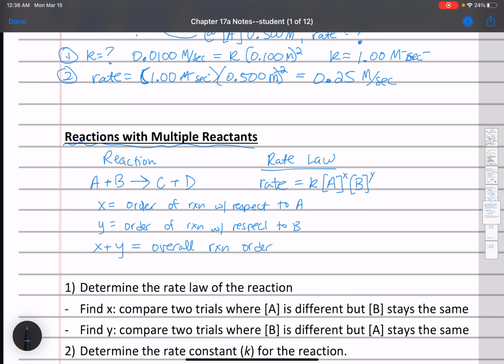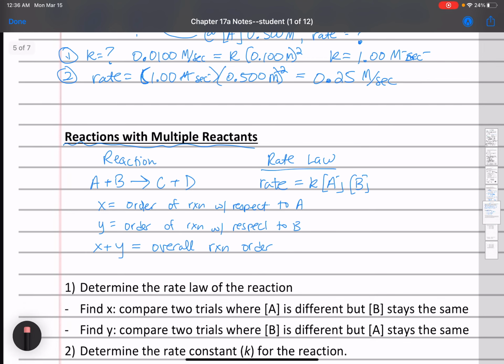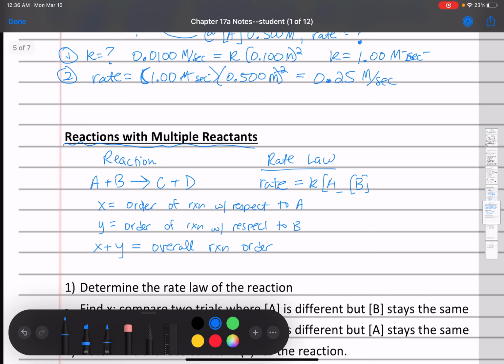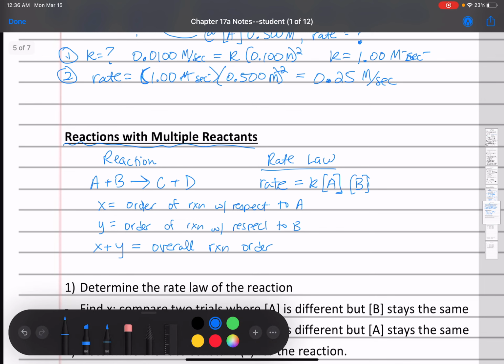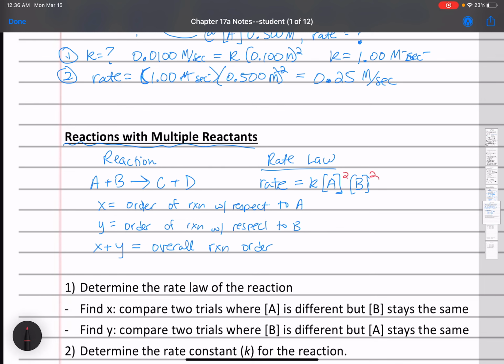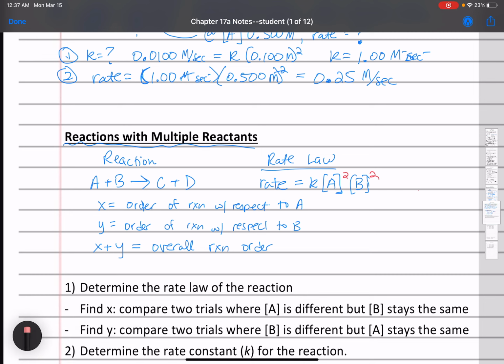And so just to give you some examples, if the rate law was this, if the reaction was second order with respect to A and B, then it would overall be a fourth order reaction, which exists. We just are not going to get into those, but that's what that would be.